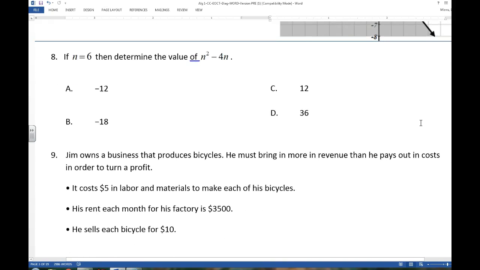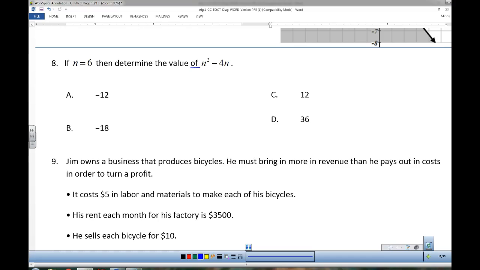Number 8 is a simple one, I hope. If n equals -6, then determine the value of n squared minus 4 times n. So we're simply plugging in -6. No, it's not -6, sorry, it's +6, isn't it? +6. So 6 squared minus 4 times 6. 6 squared is 36, minus 4 times 6 is 24. 36 minus 24 is 12. So our answer is C.